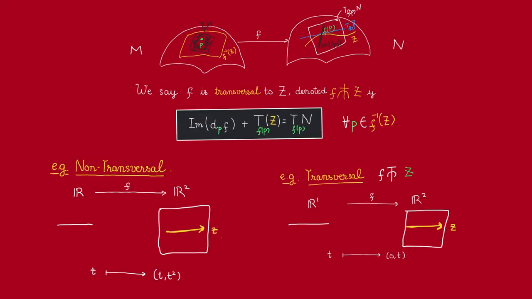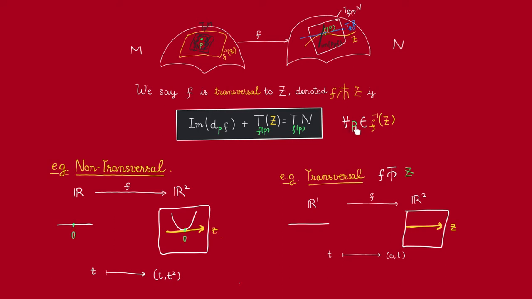Now let's look at some concrete examples to have some intuition. We'll start with examples of two maps from the real line to the plane. In both of these cases, we will let Z be just the x-axis in the plane, the prototypical example of a regular submanifold. So our first smooth map is given by t maps to (t, t squared). In other words, it maps the real line to this parabola, y equals x squared. We claim that this is not transversal, and let's see why.